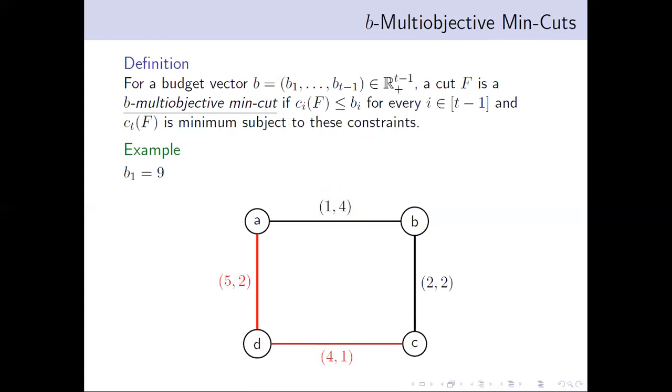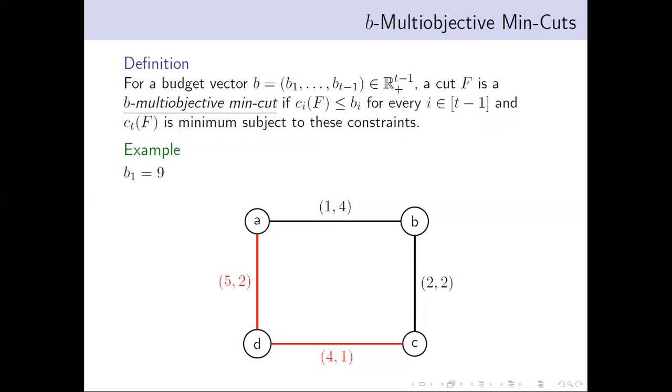Before introducing multi-objective min cuts, I need to introduce B multi-objective min cuts. In the B multi-objective min cut problem, we're given not only a graph with edge costs, but also a budget vector of t-1 different budgets. We say that a cut satisfies the ith budget if its cost under the ith cost function is at most bi. And our goal is to find a cut of minimum ct cost among those that satisfy all t-1 budgets.